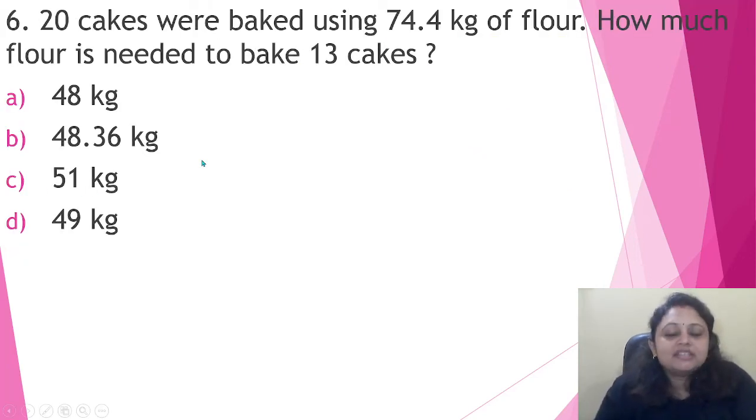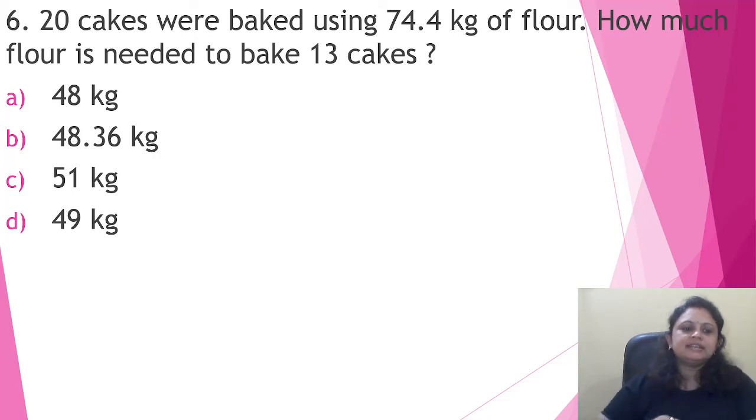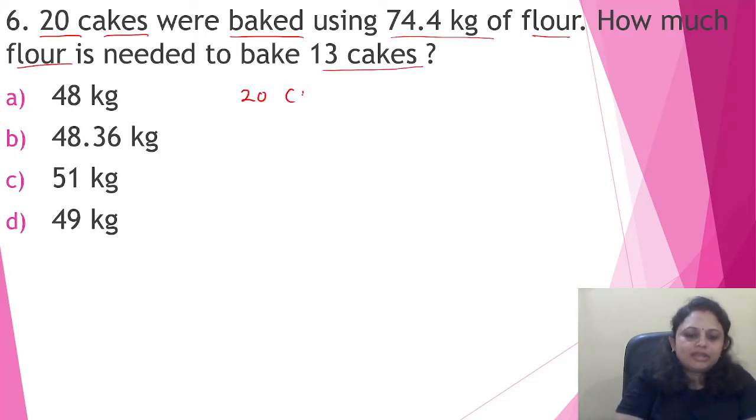20 cakes were baked using 74.4 kg of flour. How much flour is needed to bake 13 cakes? Option A 48 kg, B 48.36 kg, C 51 kg, D 49 kg. So in the question it is given 20 cakes were baked using 74.4 kg of flour. How much flour is needed to bake 13 cakes? So for 20 cakes, what amount of flour is needed? 74.4 kg.